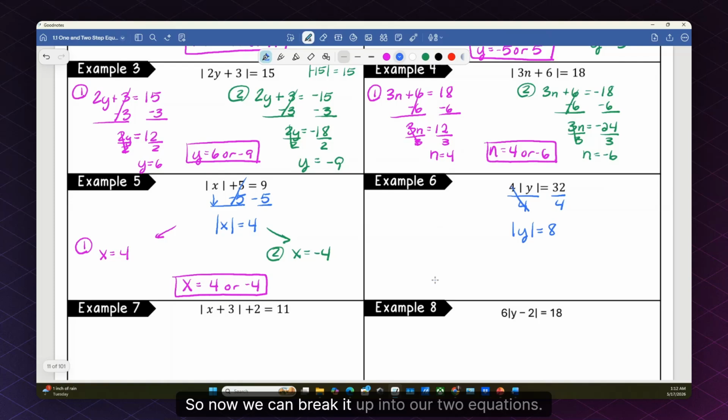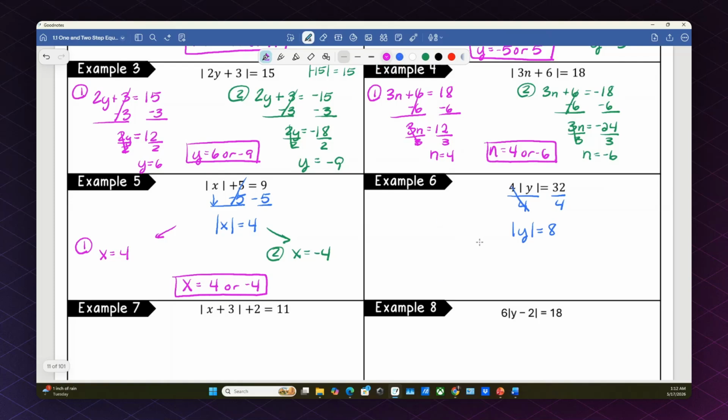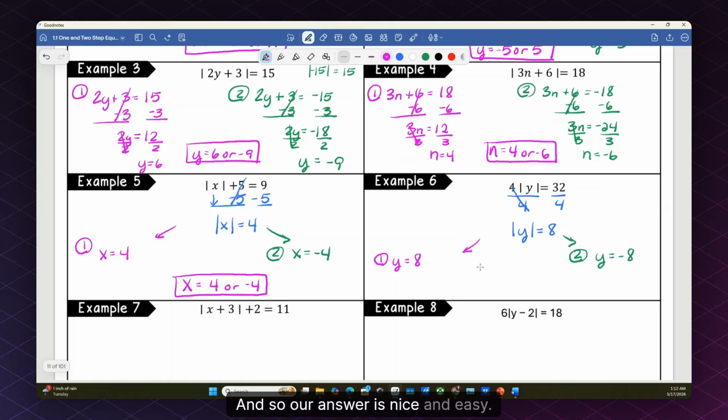So now we can break it up into our two equations. Option 1, we got y equals positive 8. And option 2, y equals negative 8. And so our answer is nice and easy: y equals 8 or negative 8.